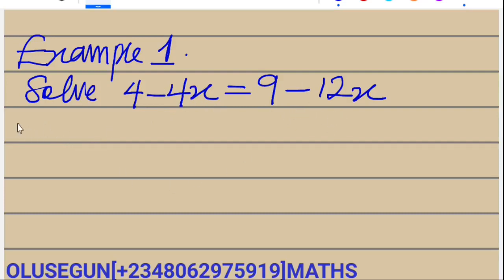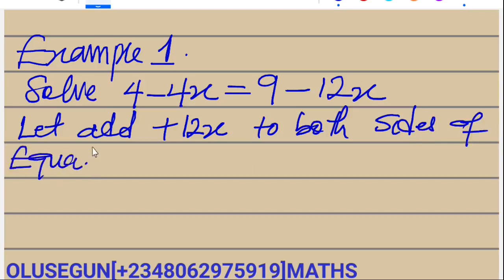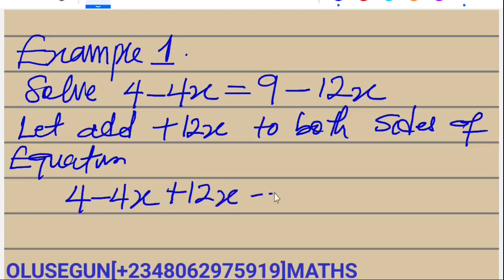So let's add plus 12 plus 12 to both sides of the equation. So now we have 4 minus 4x plus 12x is equal to 9 minus 12x plus 12x.